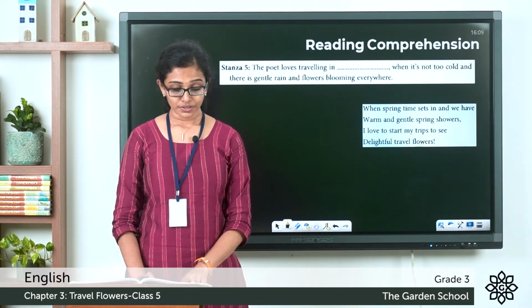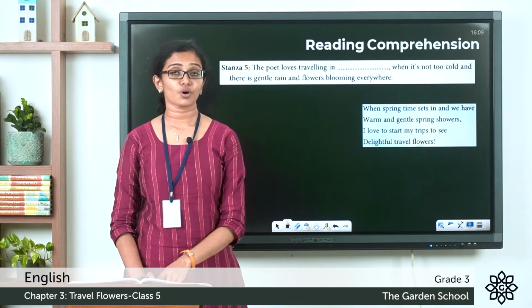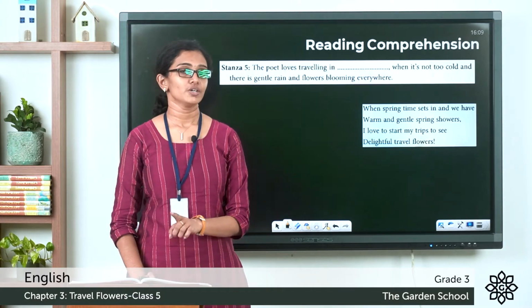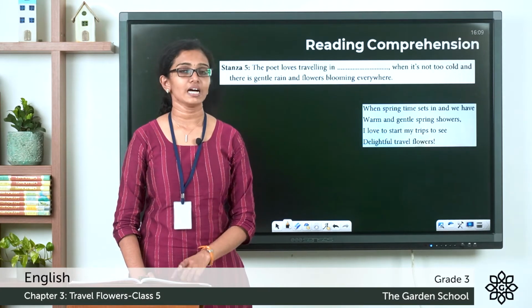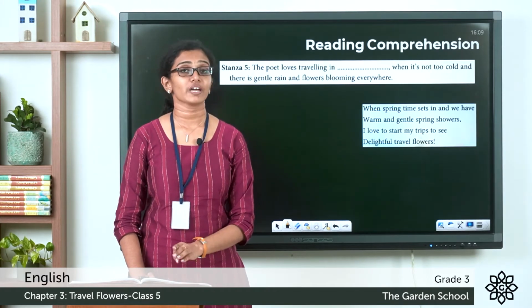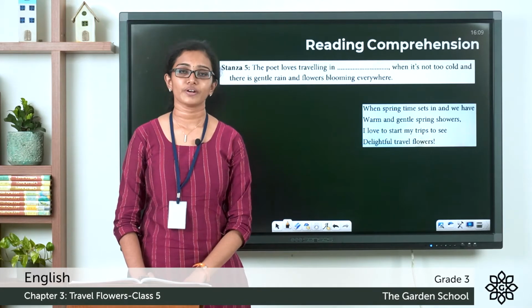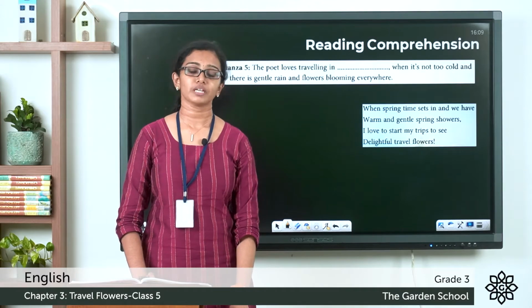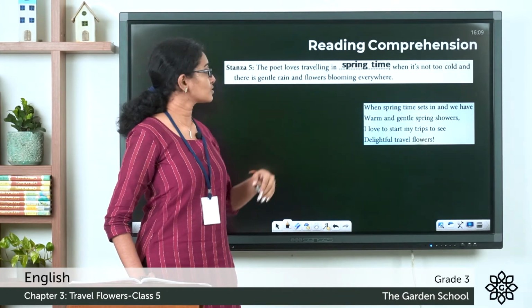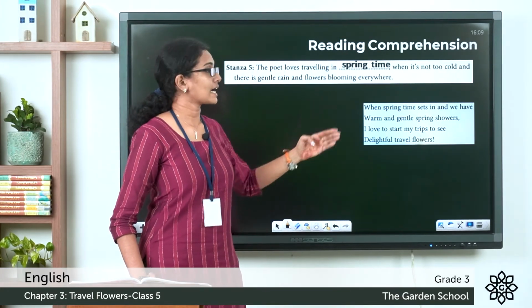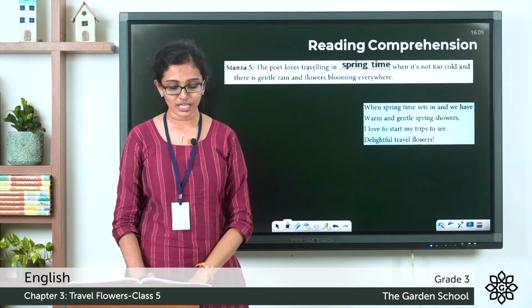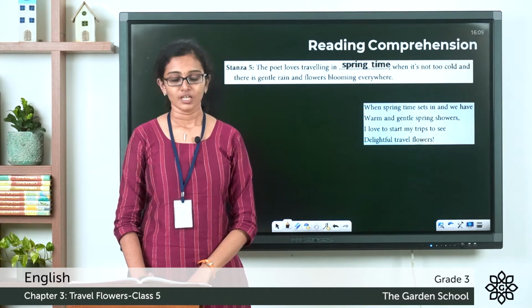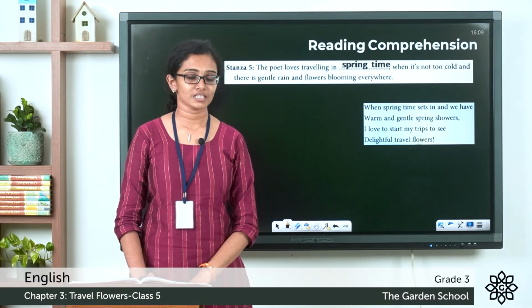So the poet loves traveling in dash when it's not too cold and there is gentle rain and flowers blooming everywhere. So we know in the last stanza, the poet was talking about her favorite time of the year to travel. So she was talking about which season? She was talking about the spring season. The poet loves traveling in springtime when it's not too cold and there is gentle rain and flowers blooming everywhere. So I hope you are clear with these questions.